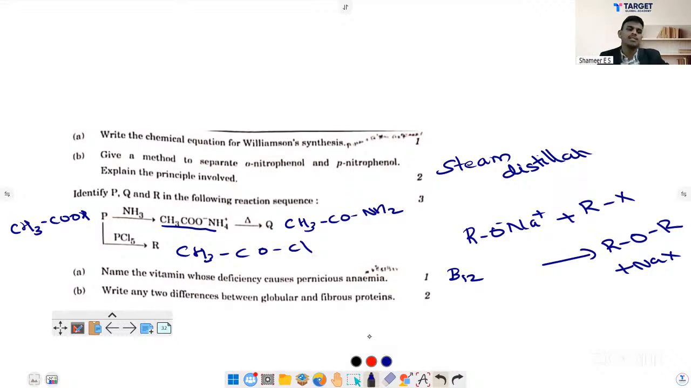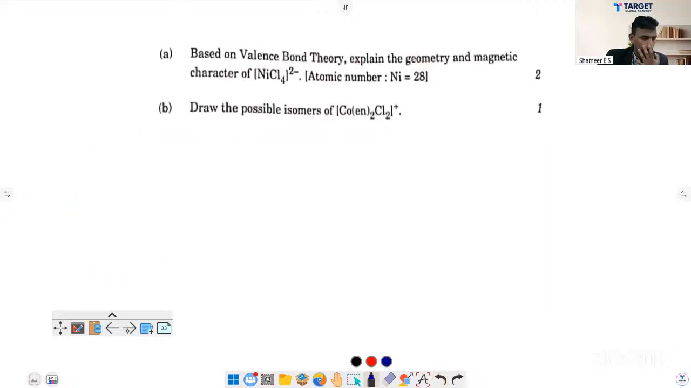Write any two differences between globular and fibrous protein. Globular protein has a 3D structure, a globe-like structure. Fibrous protein is a linear, fibre-like structure. You can also include the examples. Fibrous: keratin, myosin. Globular protein: hemoglobin or insulin, whatever. Next. Okay, next question.